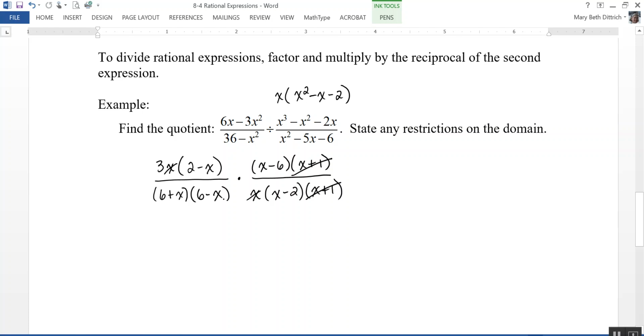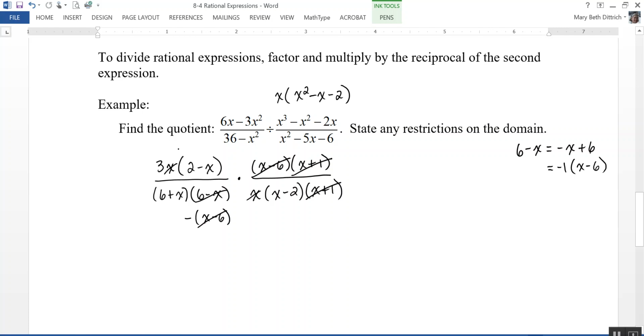What I can do is rewrite any subtraction that looks like it's maybe backwards or I want to flip it around. If I want to write this as x minus 6, I can do that, but I need to put a negative 1 out front. Here's why. Because 6 minus x is the same as negative x plus 6, and I can factor a negative 1 out of that and get an x minus 6 in the parentheses. So once I've done that, I can cancel this.